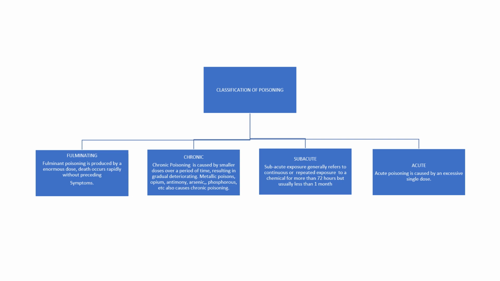Chronic poisoning is caused by a smaller dose over a period of time, resulting in gradual degradation of health. It includes some metallic poisons like arsenic and antimony, in which the person feels some symptoms but doesn't get to know that he is poisoned by that thing, but they have their effect over time.